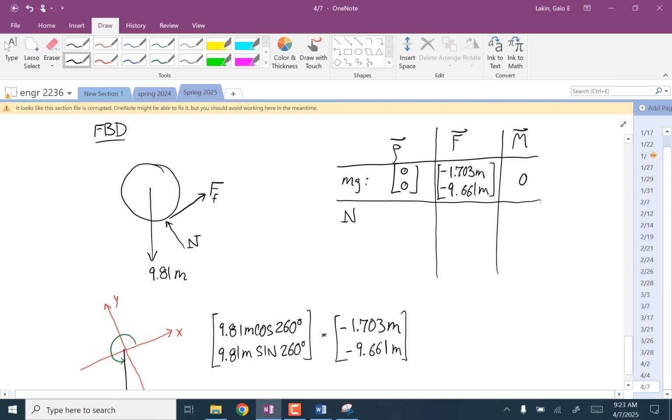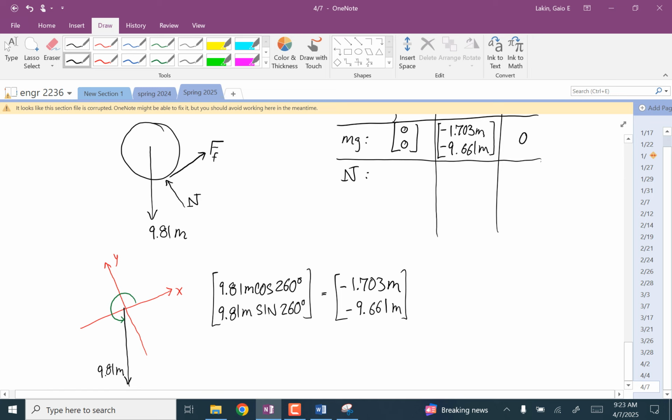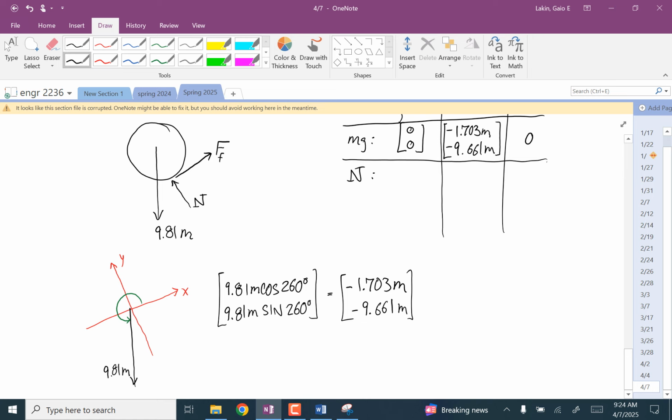Then I'll do the normal force. That row vector, the definition of the row vector is from the about point to the point where the force is applied. So that vector goes from the center of the disk to where that n is applied. That's a distance of r in the negative y direction, so this is 0, negative r. The force is in the positive y direction, so 0, n. Cross product is 0 because those are parallel.